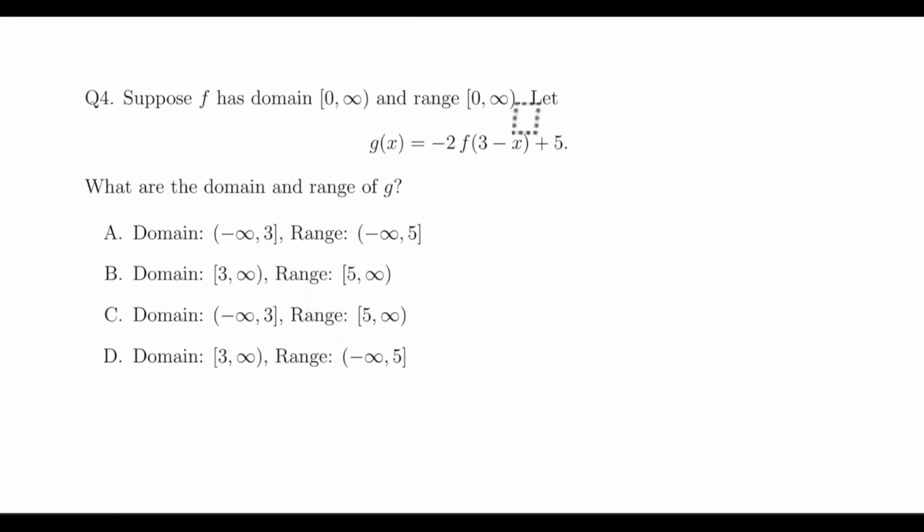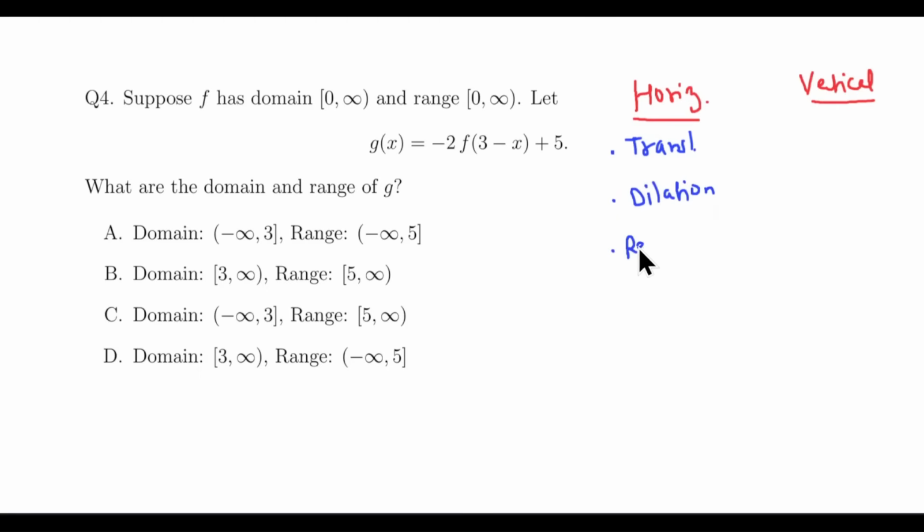All right, guys, question number 4. Suppose f has a domain of this and range of this, and g is transformed with some weird things. Find the domain and range of g. Remember that whenever we transform a function, there are always 2 kinds of transformation: one that changes the horizontal attributes and another that changes the vertical attributes. The ones that change the horizontal attributes are horizontal translations, horizontal dilations, and reflection about the y-axis.